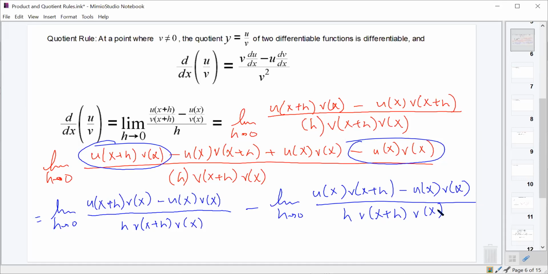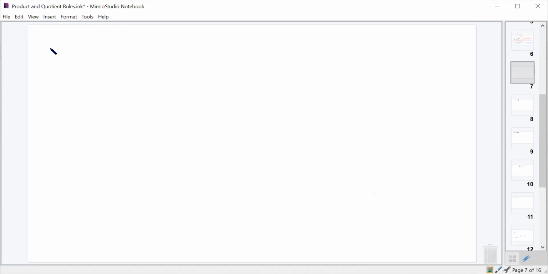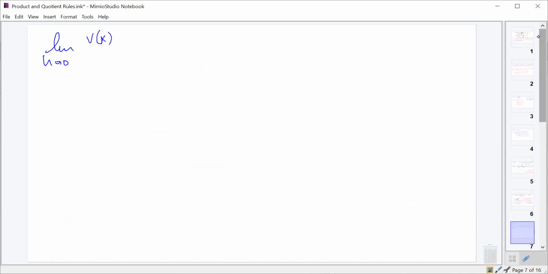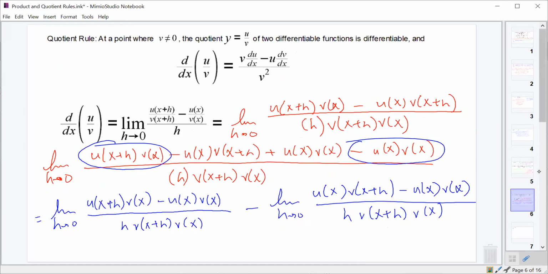Factor out the v of x. Factor out the v of x, and with the second one, I should be able to factor out a u of x. All right, so let's go through and do that. So this ought to give us a limit as h approaches 0. We're going to have a v of x. Right, that's what we decided. Take out the first one, have v of x. Where do we go? v of x, perfect.